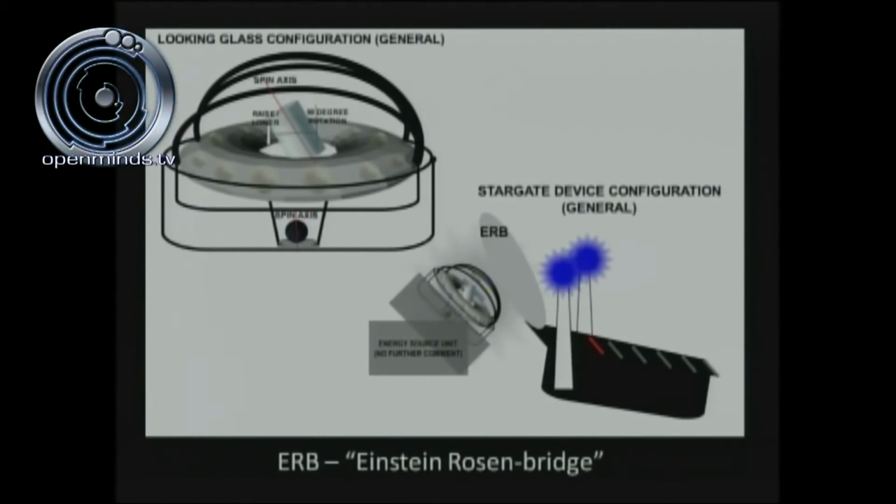We talked about the Looking Glass configuration. It's the general configuration in the upper left-hand corner. And then in the upper right-hand corner, we've rotated the device 45 degrees from the horizontal, and now it's in the, quote, Stargate configuration. So that's what we see there.